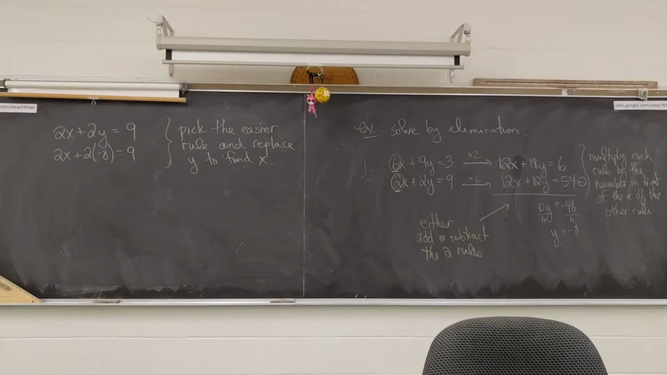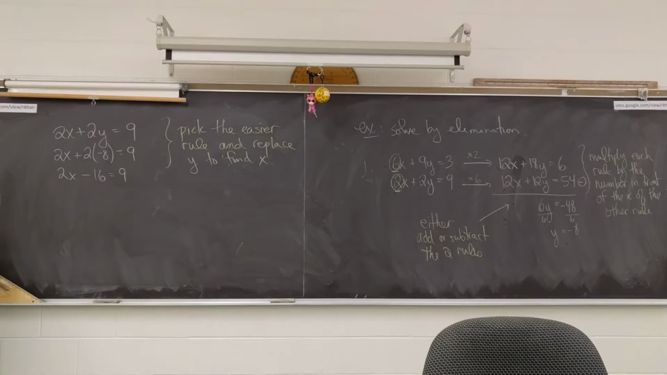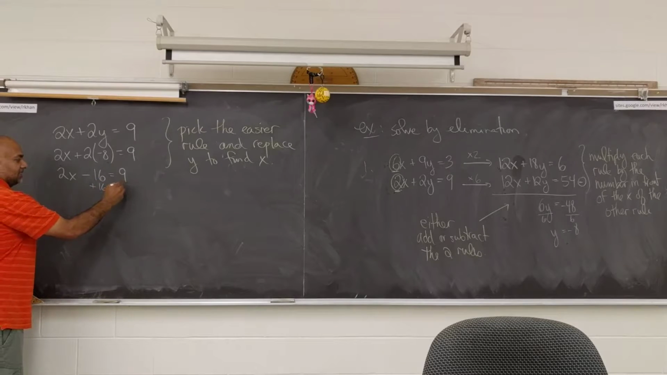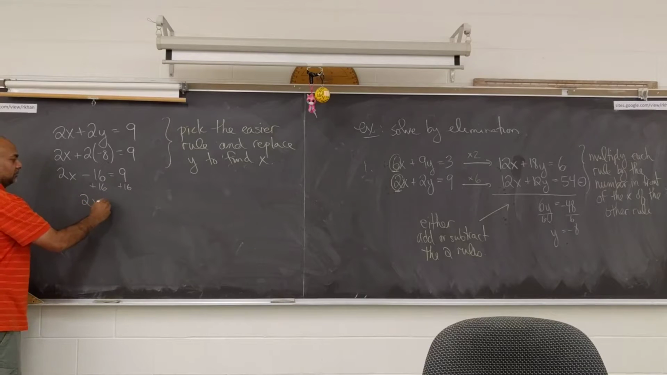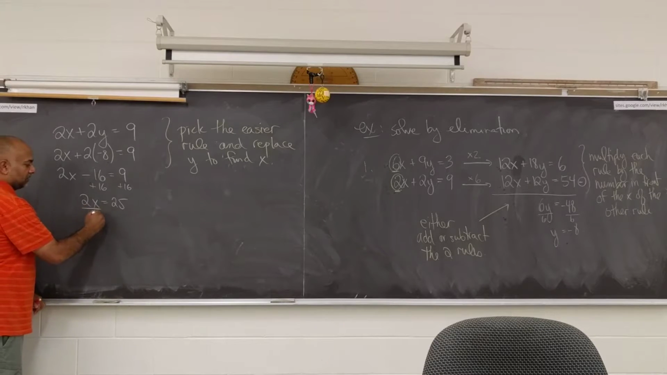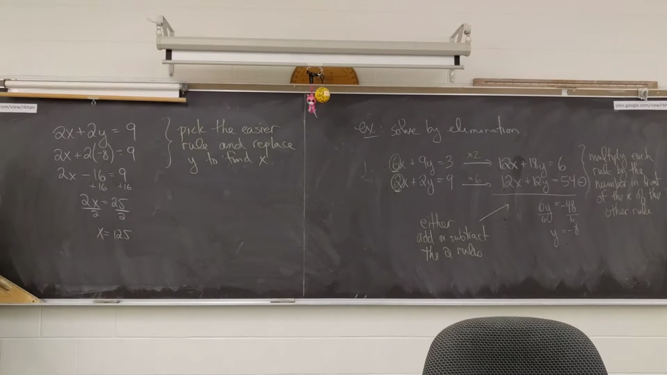Let's calculate. So I have a 2x. 2 times negative 8 is negative 16 equals 9. I'll add 16 to both sides. So if I add 16 here and add 16 here, I get 2x is equal to 25. Divide by 2, and we get x is equal to 12.5. The remaining bit stays the same.